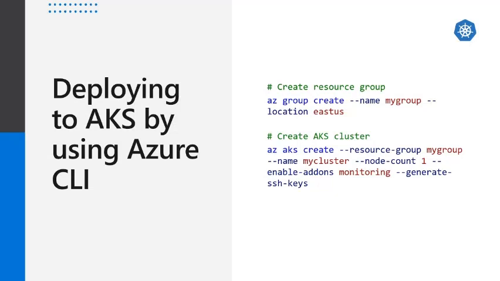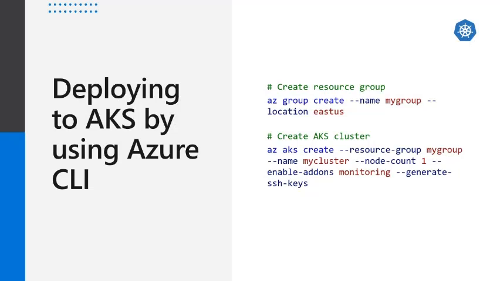Deploying to AKS by using Azure CLI. For every resource, you need to create a resource group. So first we create an AZ resource group, and then we create the AKS cluster. Create a resource group with the az group create command. An Azure resource group is a logical group in which Azure resources are deployed and managed.